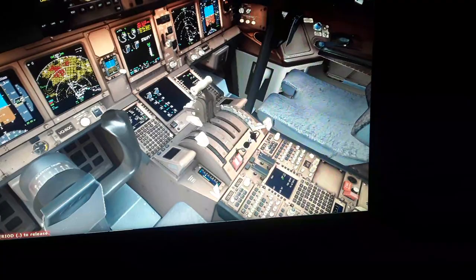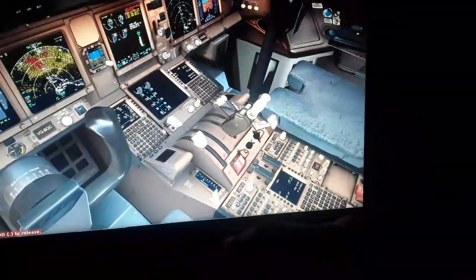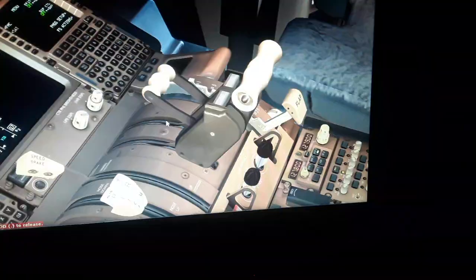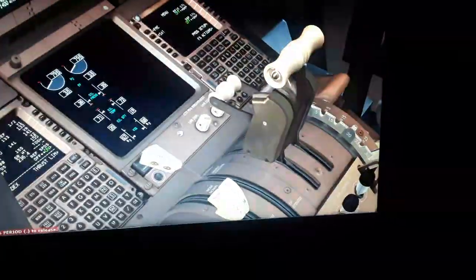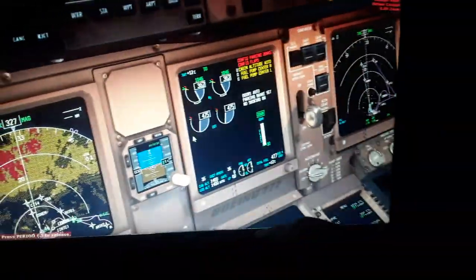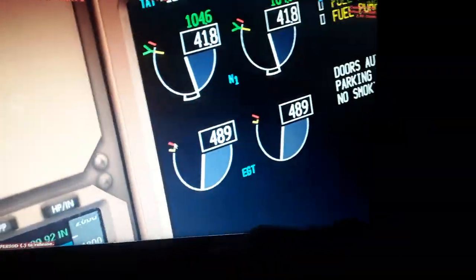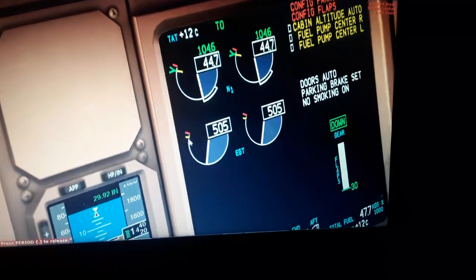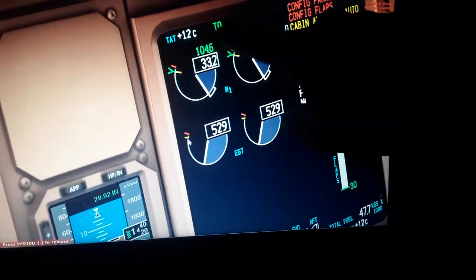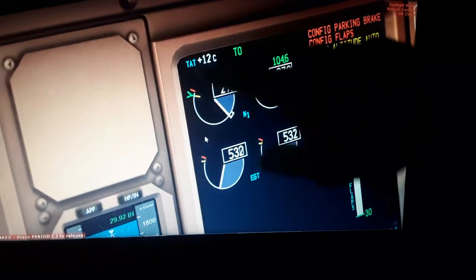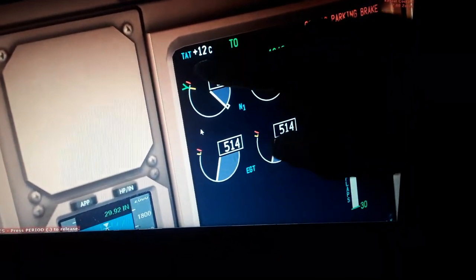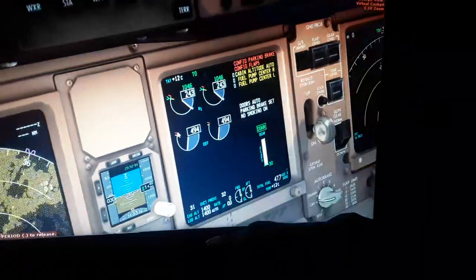So we have also the thrust levers. You can move them forward. As you can see, you have the thrust rating here, like the N1 that I explained to you. Left and right engine, low speed starter, low pressure compressor and turbine of the turbofan engine. The limit for takeoff is 104.6%, red line never exceed.